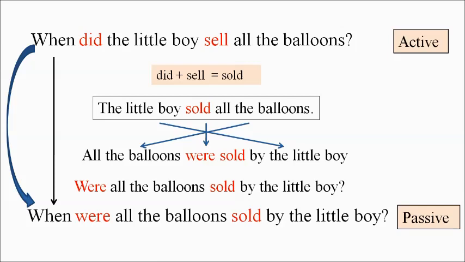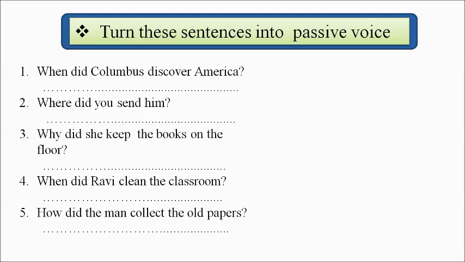The active voice is: when did the little boy sell all the balloons? The passive voice sentence is: when were all the balloons sold by the little boy? Try to do this activity, children. Turn these sentences into passive voice.